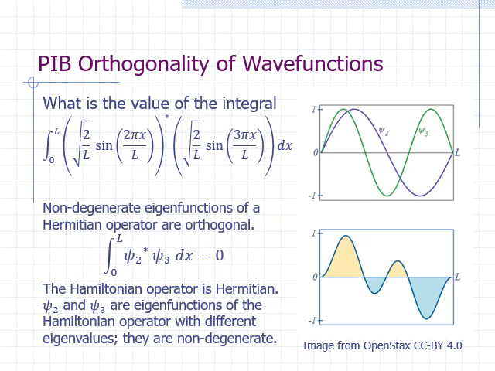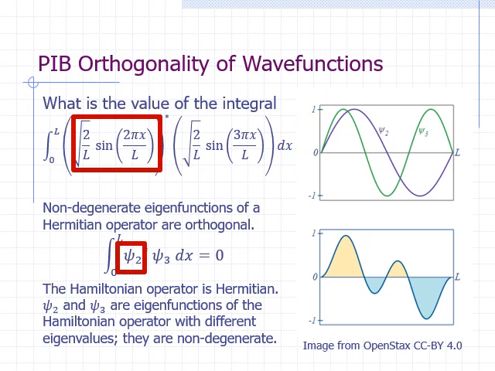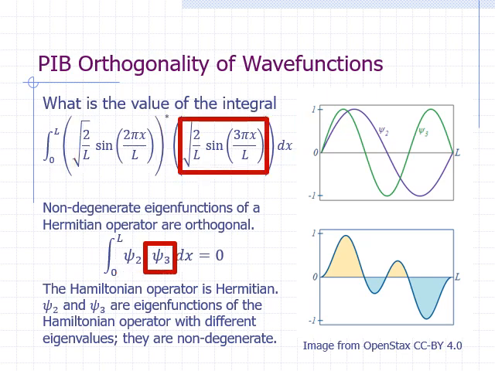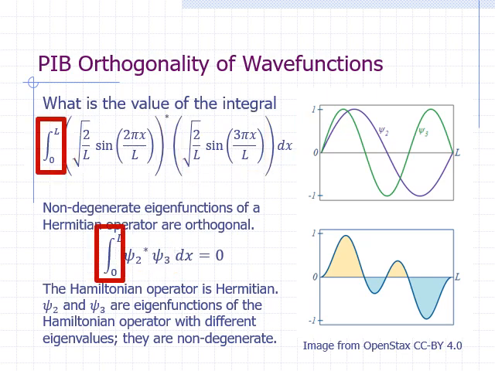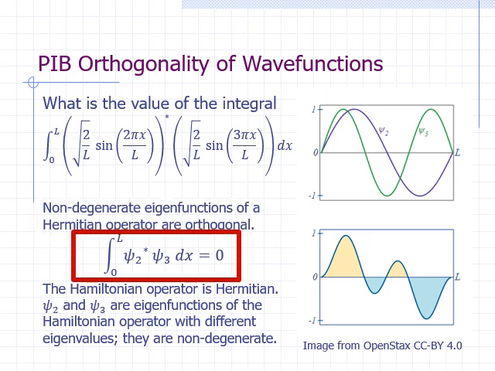What is the value of the integral shown here? You can work this out the hard way, but here is a faster way of figuring it out. You should be able to recognize that this function is psi 2 and this function is psi 3, and we are integrating over the entire box. There is a theorem that says that non-degenerate eigenfunctions of a Hermitian operator are orthogonal to each other. This theorem is fairly easy to prove. Therefore, the integral is equal to 0.